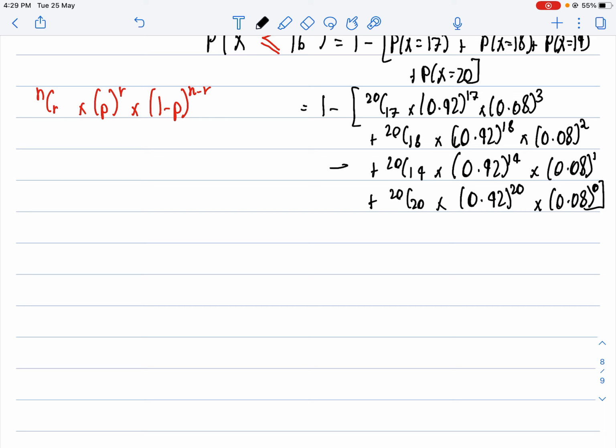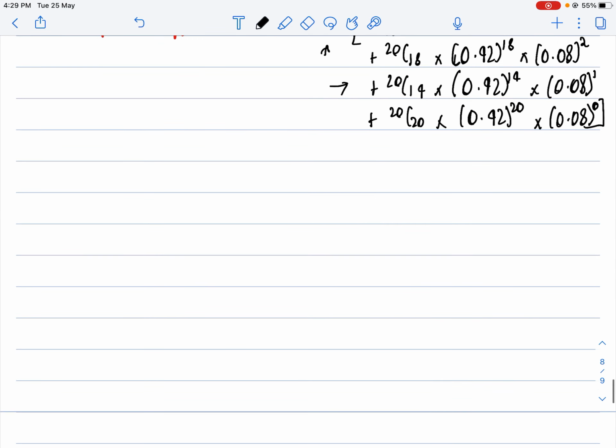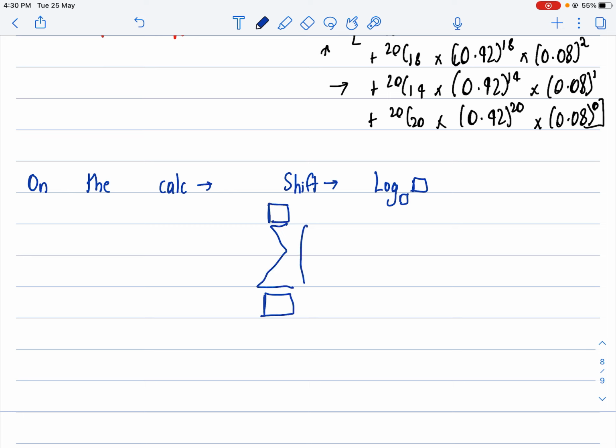Now writing everything on the calculator is a big task. So keep the 1 minus aside for some time and only think about this full summation. What you can do is use the calculator. Click on shift and click on log, which is written something like this. When you do that, you get the summation sign with a bracket.